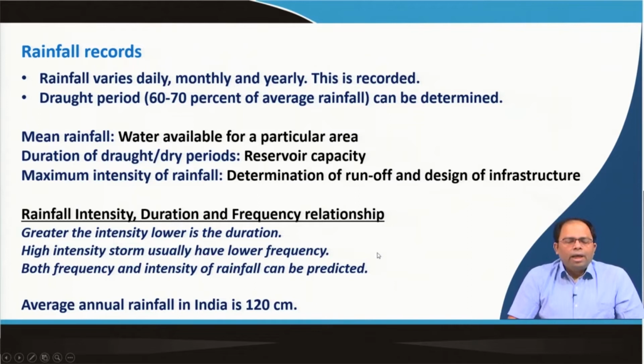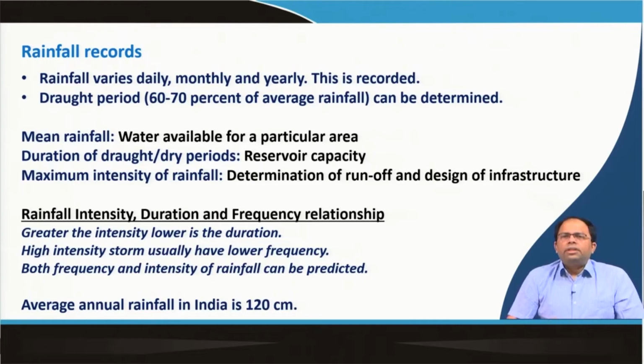So why are rainfall records important? Why do we measure rainfall? Why do we keep these records? Because rainfall varies daily, monthly, yearly, and if we don't keep these records, then we don't know the trends during different seasons. We don't know what the ranges of these particular rainfall intensities could be and so on. So that's why we keep those records.